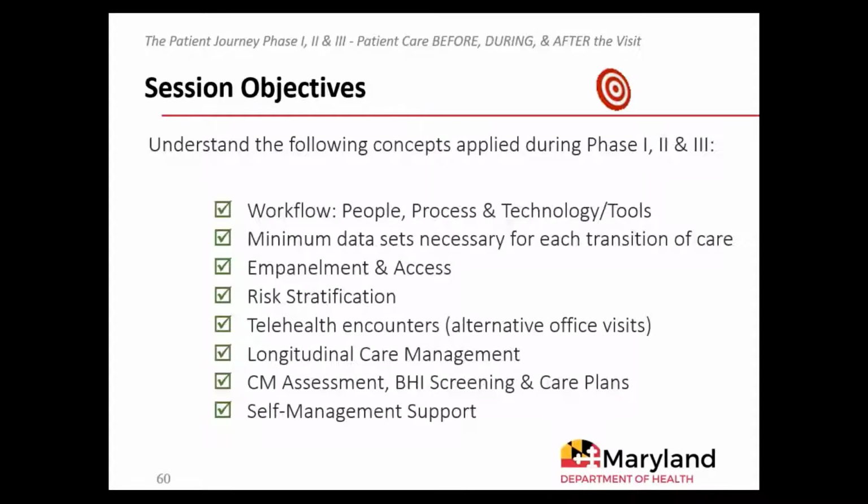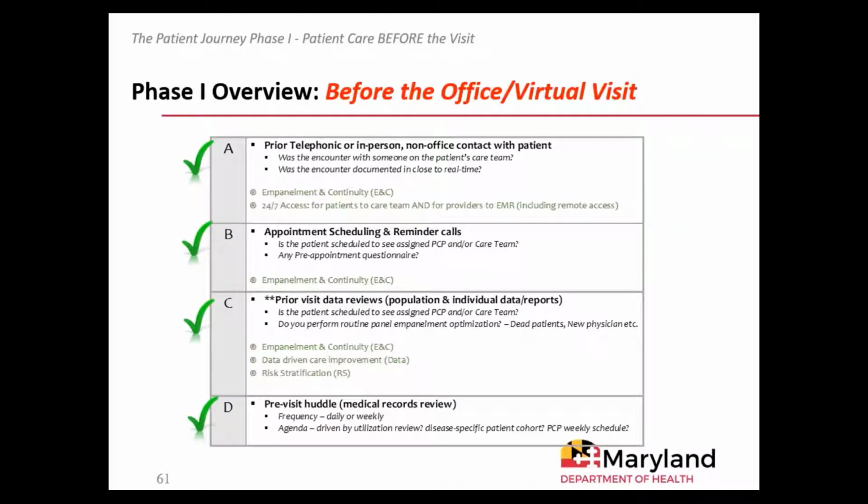Next slide, please. So phase 1 is any encounter that occurs before the patient has the office visit or virtual visit. So this will include contact with the patient to confirm their appointment scheduling and reminder calls, prior visit data review, which includes having a review of any data-driven care improvement plans and its risk stratification report, and pre-visit huddle of the care team. Next slide, please.